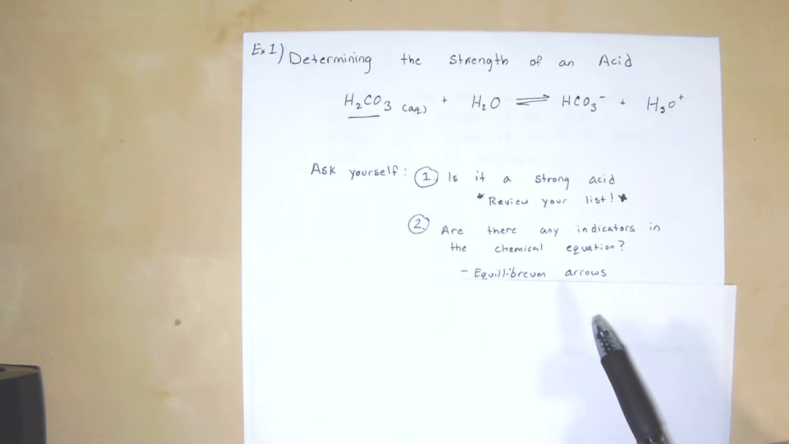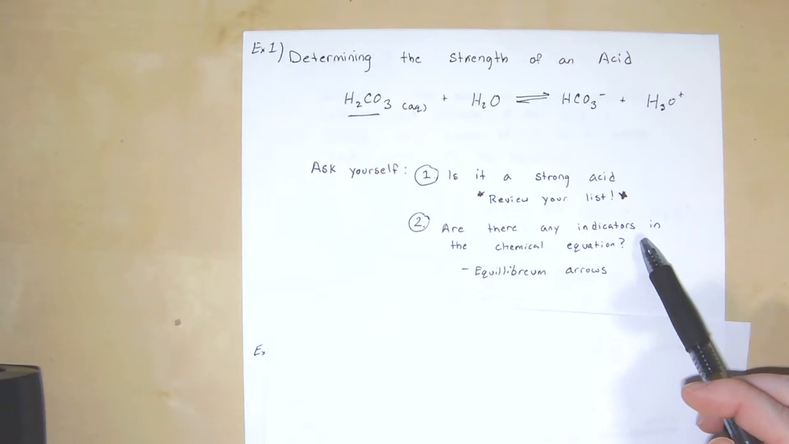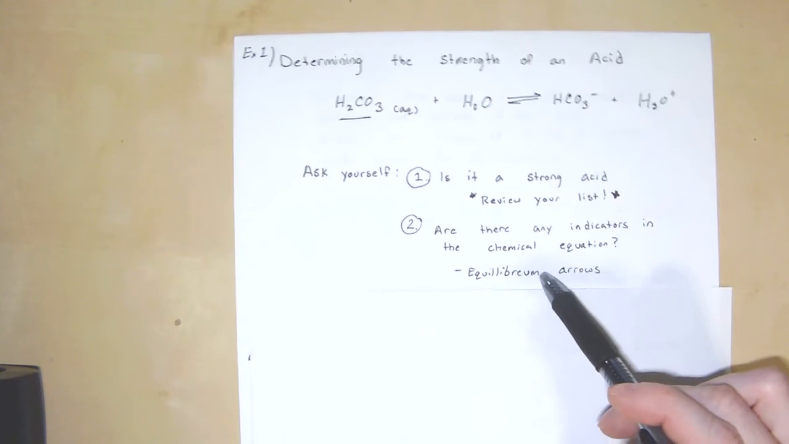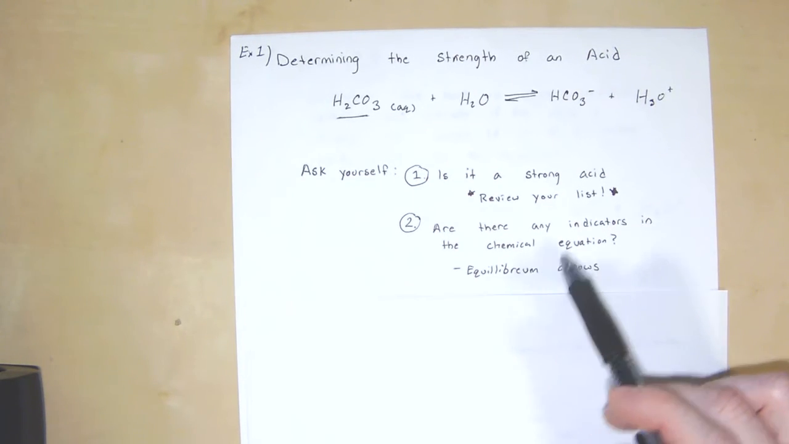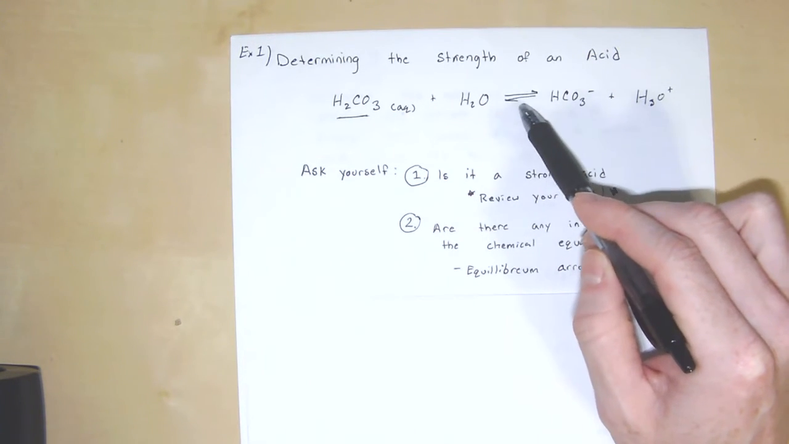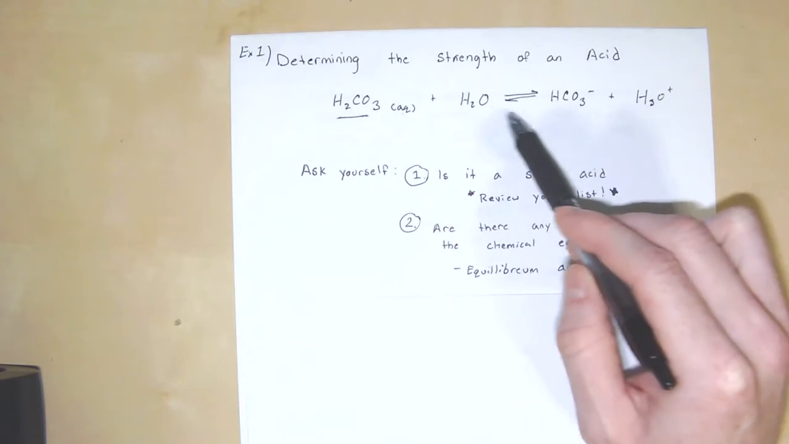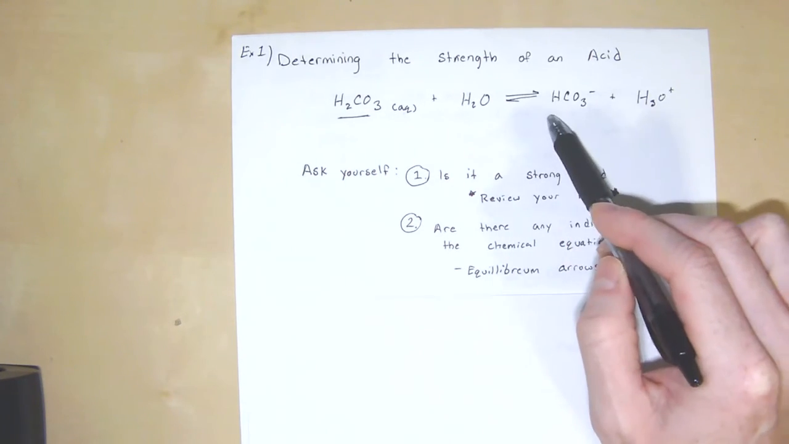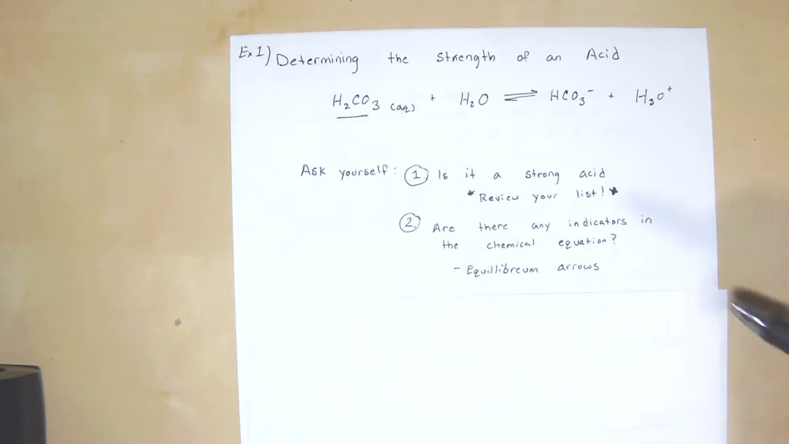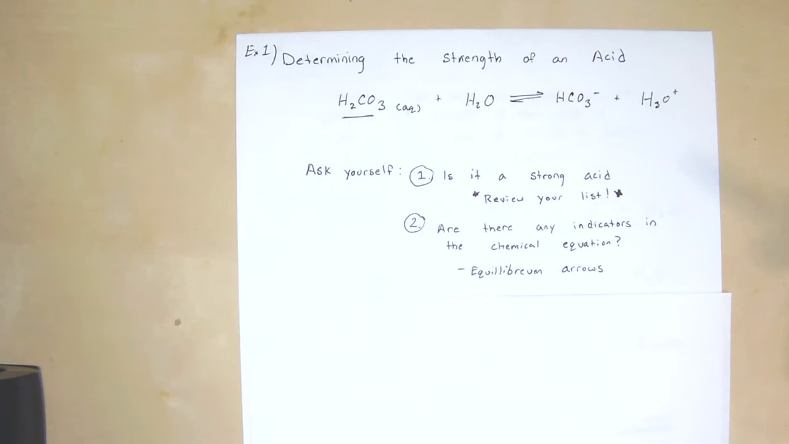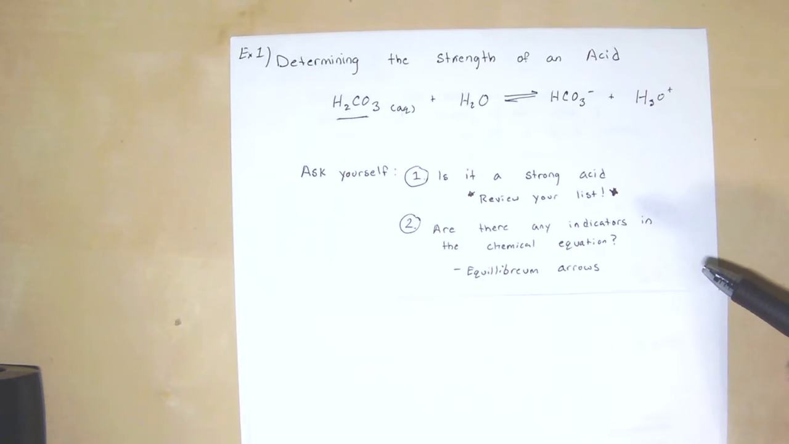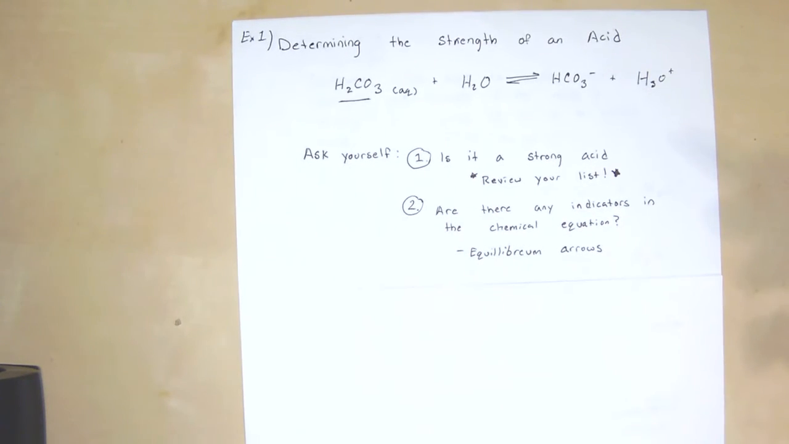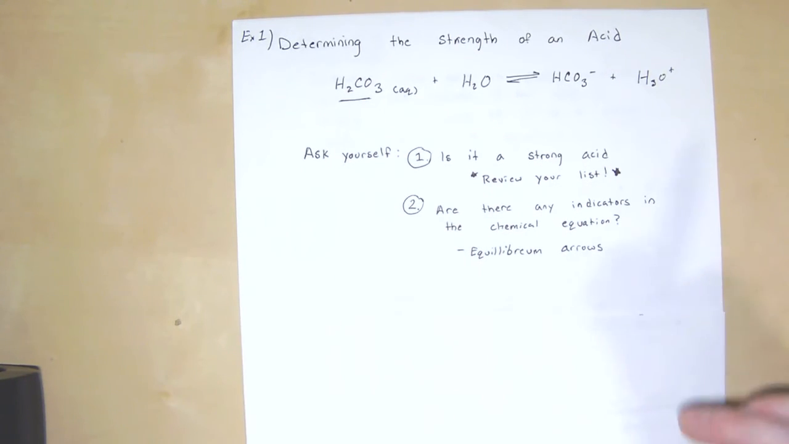Secondly here, we can ask ourselves, are there any other indicators in the chemical equation? Looking specifically at the equilibrium arrows. So we have the equilibrium arrows here. That means that there's a little bit of a back and forth on this equation. It can go forwards and it can go reverse. That's usually indicating a partial dissociation of hydronium. And therefore, you can probably assume that it's a weak acid present.